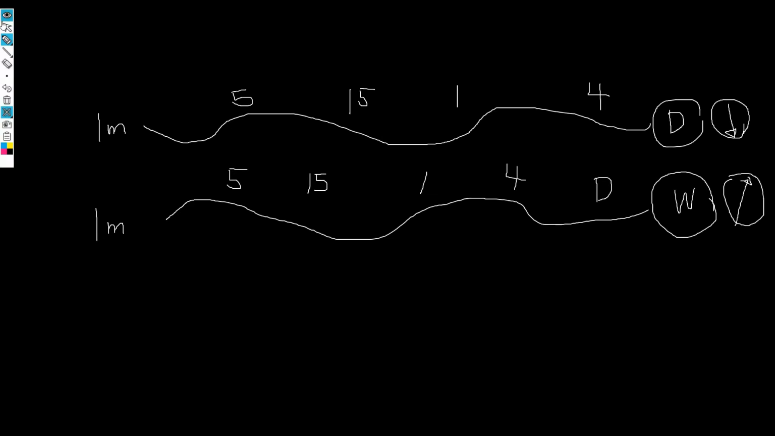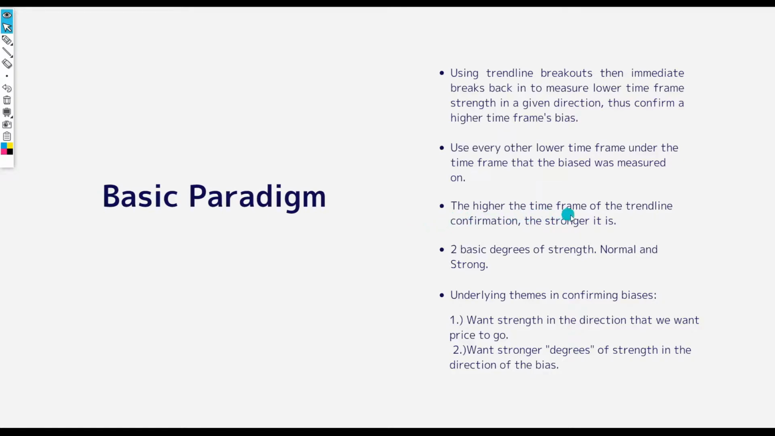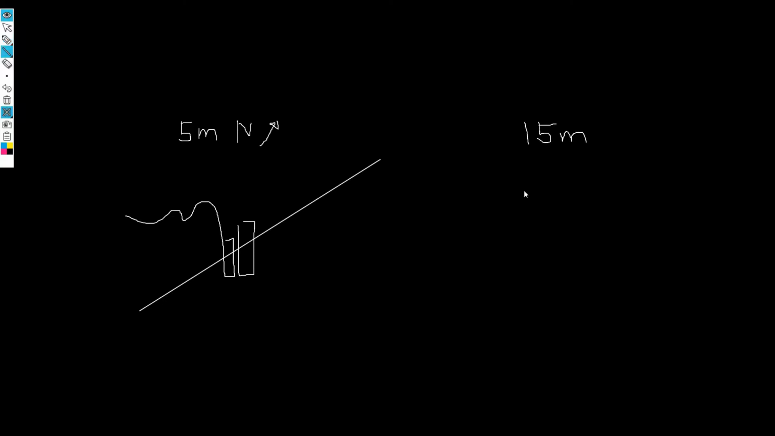Alright, let's go on to number 3. The higher the time frame of the trendline confirmation, the stronger it is. Let's say we had an upward trend line on the 5-minute chart, and price wiggled around and came down to this trend line, broke it out, and immediately broke back in. That signals 5-minute normal long strength. Moreover, at the same time, let's say there was a 15-minute downward trend line like so, in which price wiggled around, broke it out to the upside, and immediately broke back in, which signaled 15-minute normal short strength.